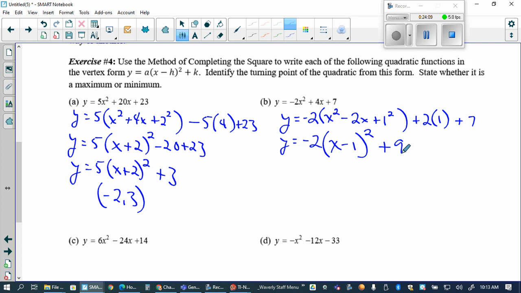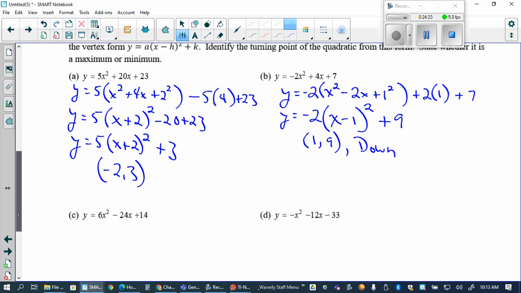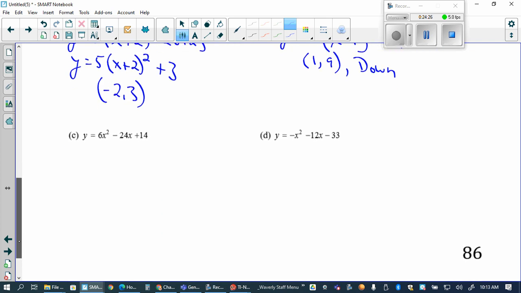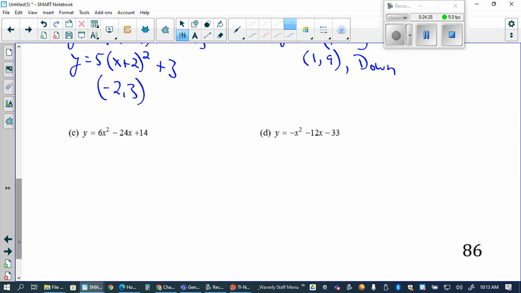What are the coordinates of the vertex? 1, 9. Is this concave up or concave down? Down, negative, because the a is negative. All right, why don't you guys try part C on your own? Look back, it's the same. The only thing different now is you have to undo what you did, and in this case it'll be 6 of the things you put in there. Okay, we'll take a minute and do C.